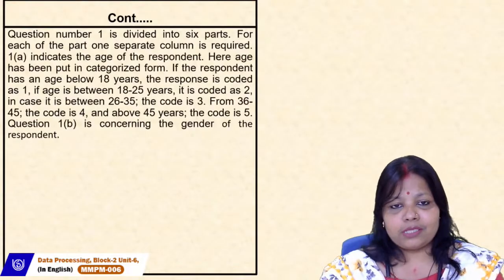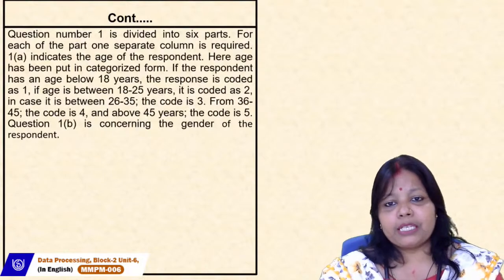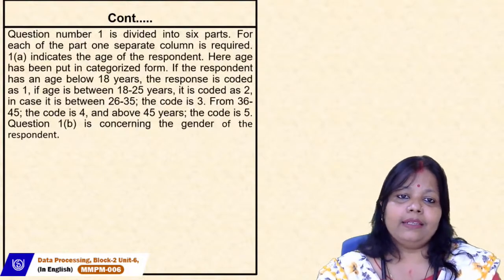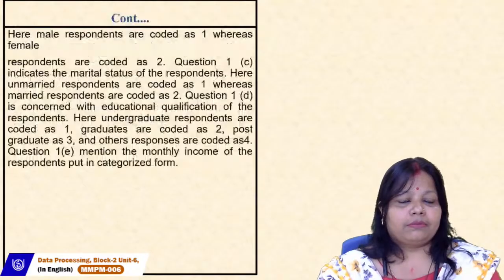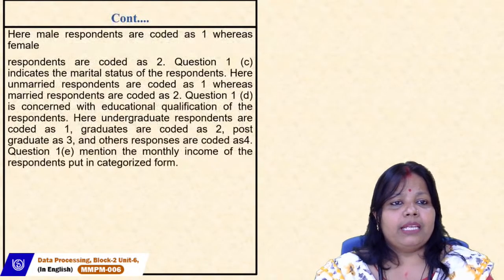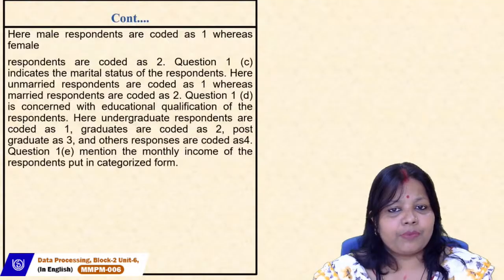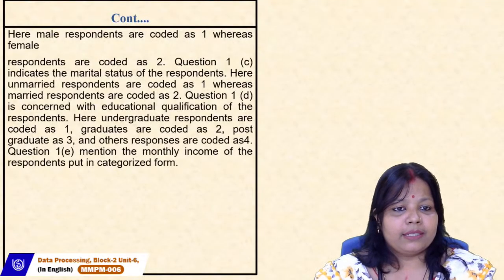If the respondent has an age below 18, the respondent is coded 1. All these things we had discussed here: how the code is there and how it will be helpful for the respondent as well as the researcher and the analyzer. So, as we know, here male respondents are coded as 1, whereas female is 0. Respondents are coded as 2 here. And question 1C indicates the marital status of the respondent.